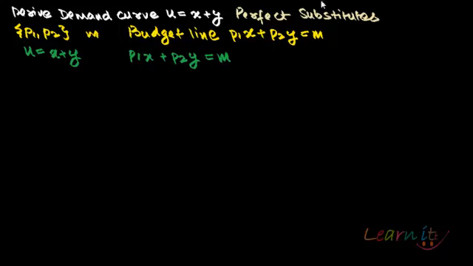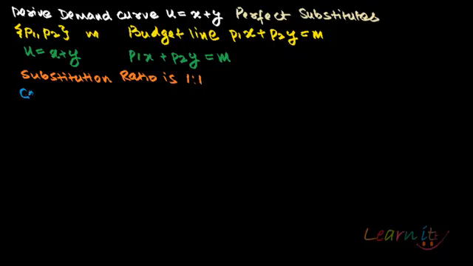Note that in this case the substitution ratio is 1:1. It means that 1 unit of x will be substituted for 1 unit of y, because u is equal to 1 into x plus 1 into y. So the MRS in this case is 1, or minus 1. Now just see how this would be done.